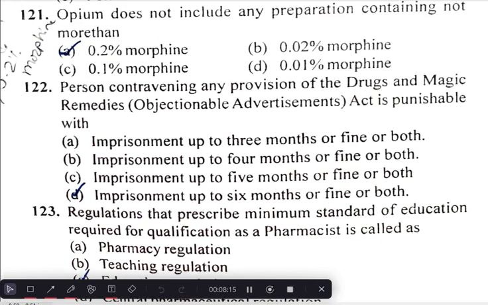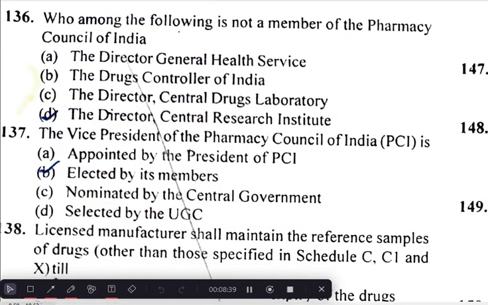Opium does not include any preparation containing not more than 0.2% of morphine. A person contravening any provision of the Drugs and Cosmetics Act is punishable with imprisonment up to 6 months or fine or both. Regulations that prescribe minimum standard of education required for qualification as pharmacist are called pharmacy education regulations. Who among the following is not a member of the Pharmacy Council of India? That is the director of Central Research Institute. The Vice President of the Pharmacy Council of India is elected by its members.